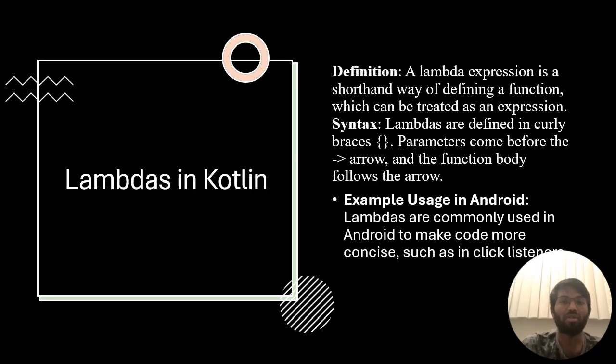Lambdas in Kotlin. A lambda expression is a shortened way of defining a function, which can be treated as an expression. The syntax of lambdas uses curly braces. Parameters come before the arrow. Example usage in Android: lambdas are continuously used in Android to make code more concise, for example in click listeners.